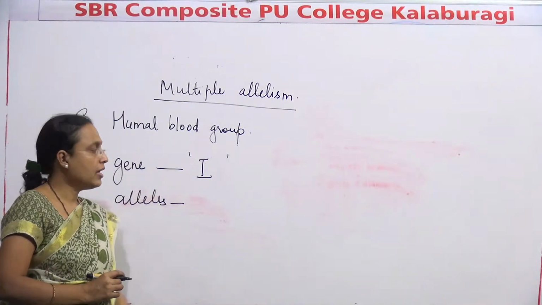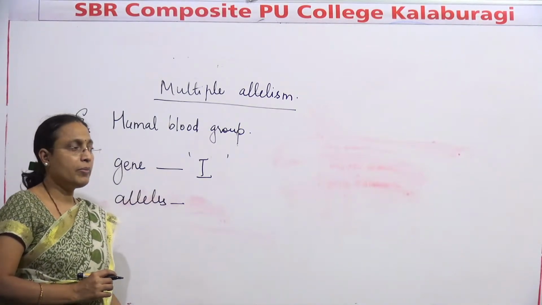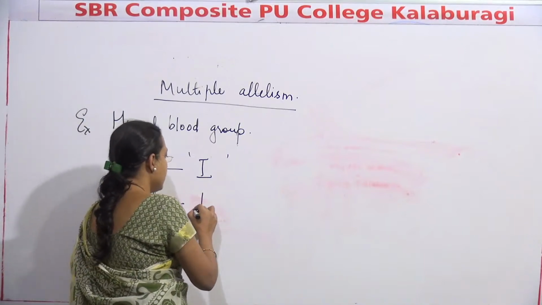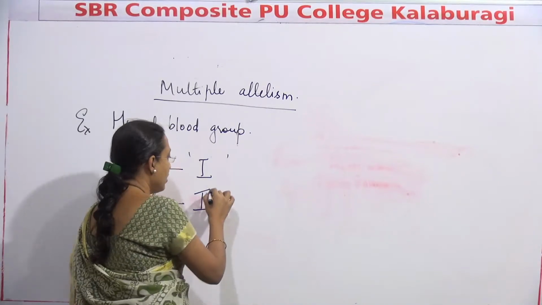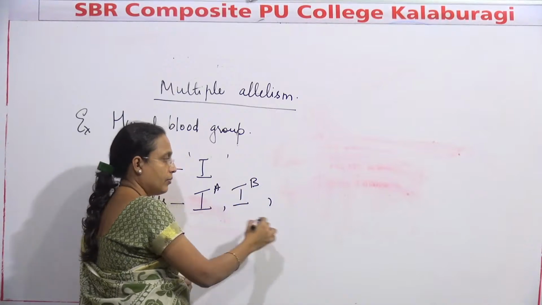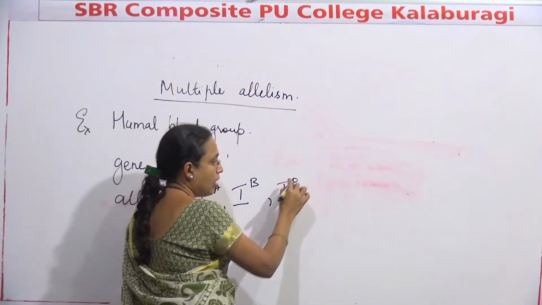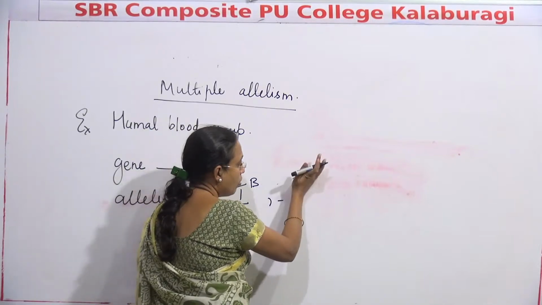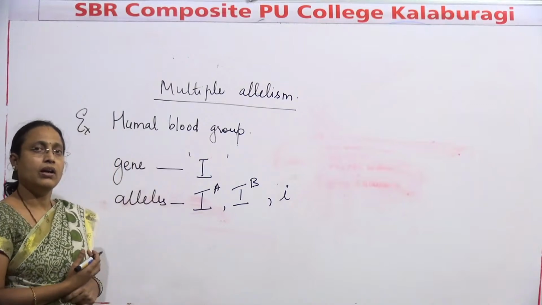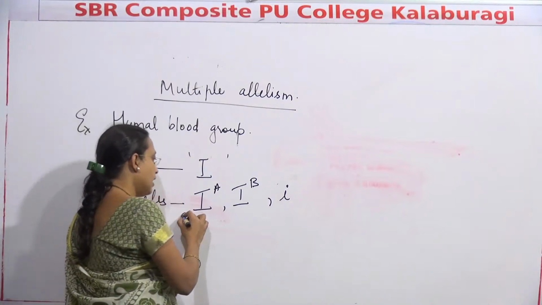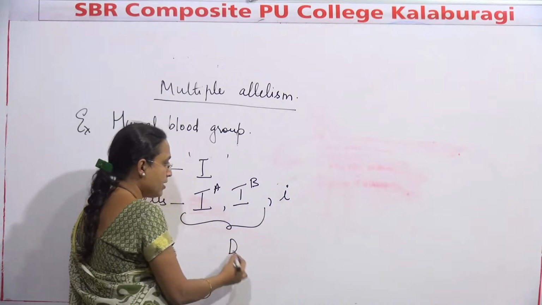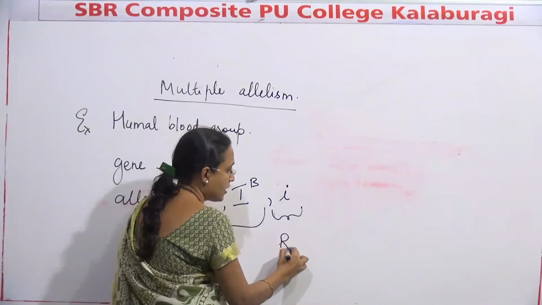As I already told, I stands for isoagglutinogen. So here there are three types of alleles: one is IA, another is IB, another is IO. Instead of IO, you can also write small i in order to indicate that it is a recessive allele. As you can see, two of the alleles are dominant, and one of the alleles is recessive.